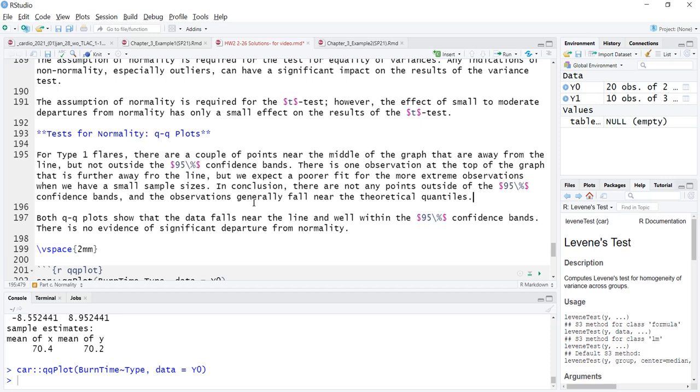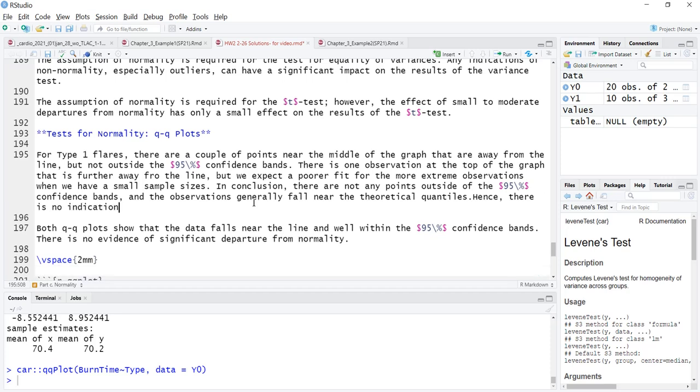Hence, there's no indication that the data for type 1 flares has significantly departed from a normal distribution.